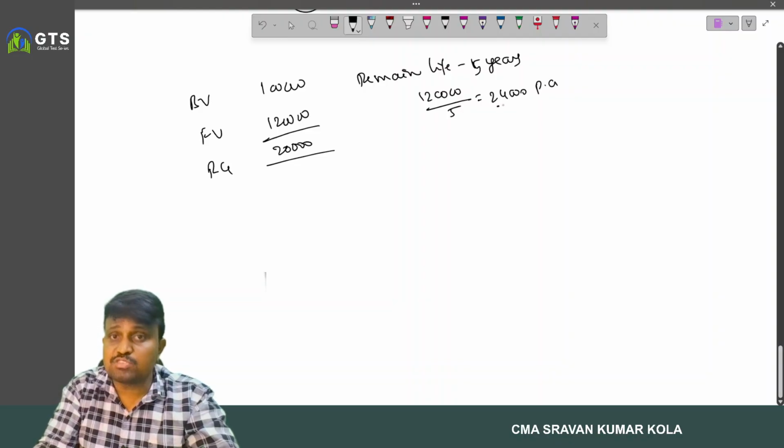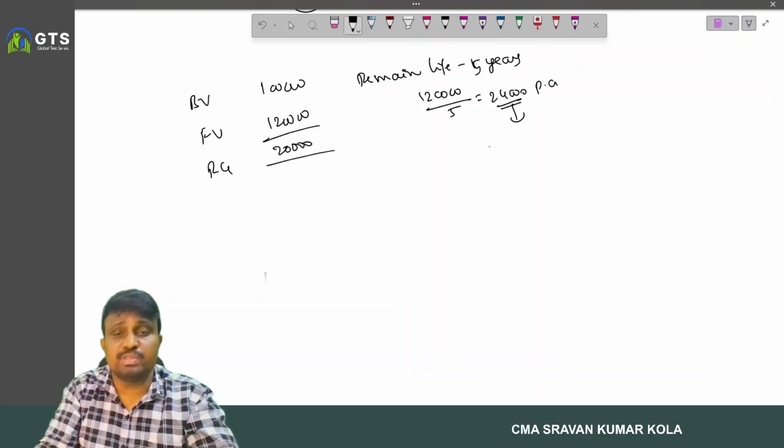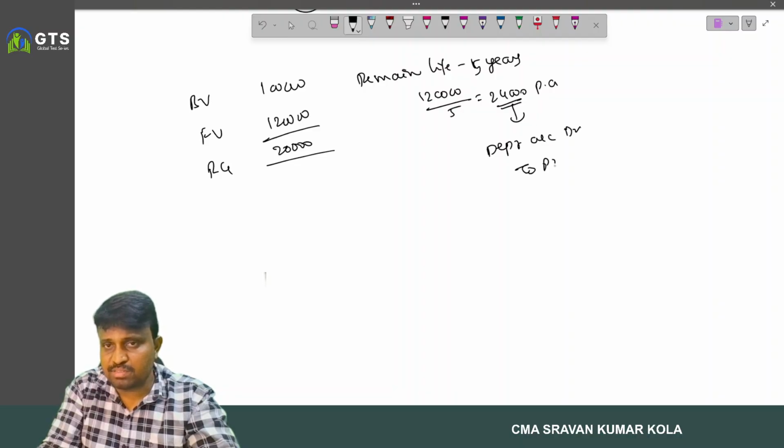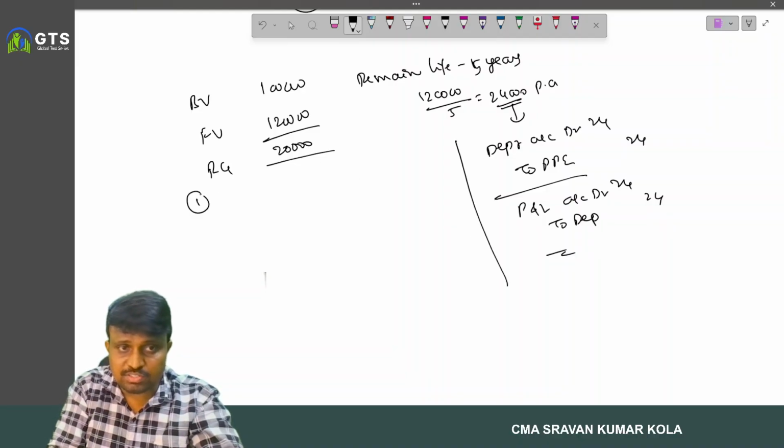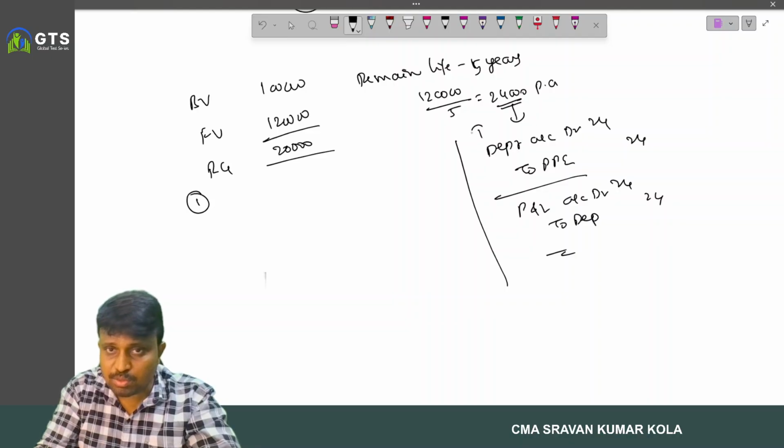And this 24,000 generally we transfer to P&L. Like what? Depreciation account debited to PPE, and next profit and loss account debited to depreciation account. This is the process we have. But in case of revaluation, one option is there.